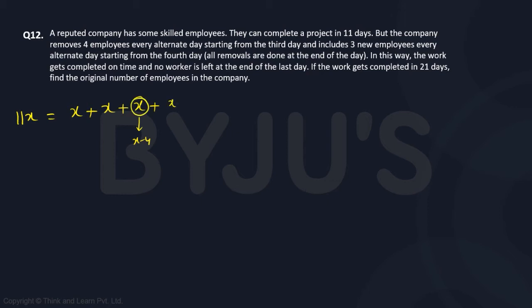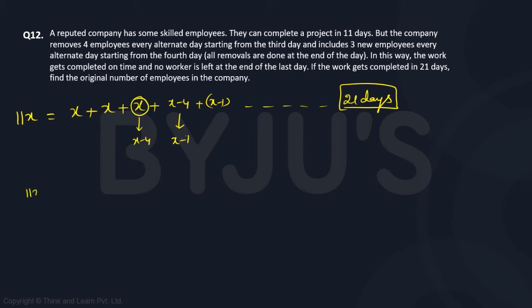The next day, X minus 4 people will be working, and 3 people are added at the end of the day. All removals are done at the end of the day, so I'm assuming that the additions are also done at the end of the day. So this is X minus 4 plus 3, which is X minus 1. So the next day will become X minus 1, and so on. This is the pattern. This is going on till 21 days, and on the last day, at the end of the day, nobody is left.